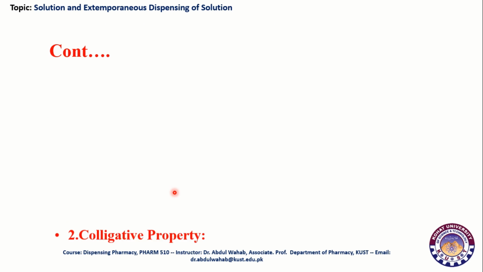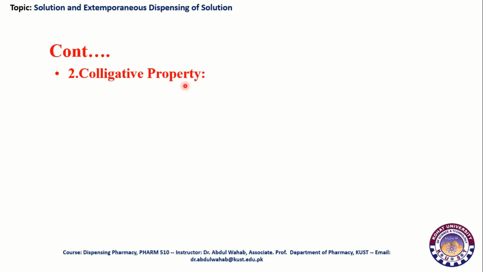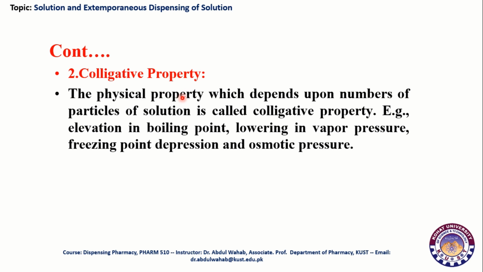Similarly, colligative property. The physical property which depends upon the number of particles of solution is called colligative property. For example, elevation in boiling point, lowering in vapor pressure, freezing point depression, and osmotic pressure. I don't want to go into detail about these properties because you have already studied them in pharmaceutical preparation and physical pharmacy.